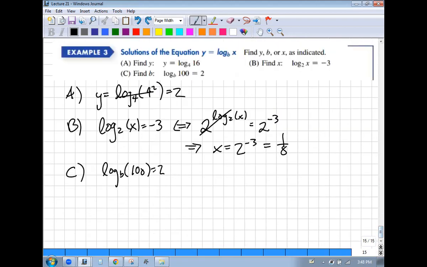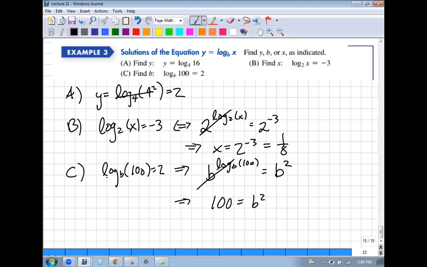My brain always breaks down. What I would do here is I would do b to the power of both sides. I want to get rid of this log, that's for sure. So if I do b to the power of both sides, that log goes away, but I'm trying to solve for b. I still have a b over here. You see what I mean? So those undo one another. I have 100 equals b squared.